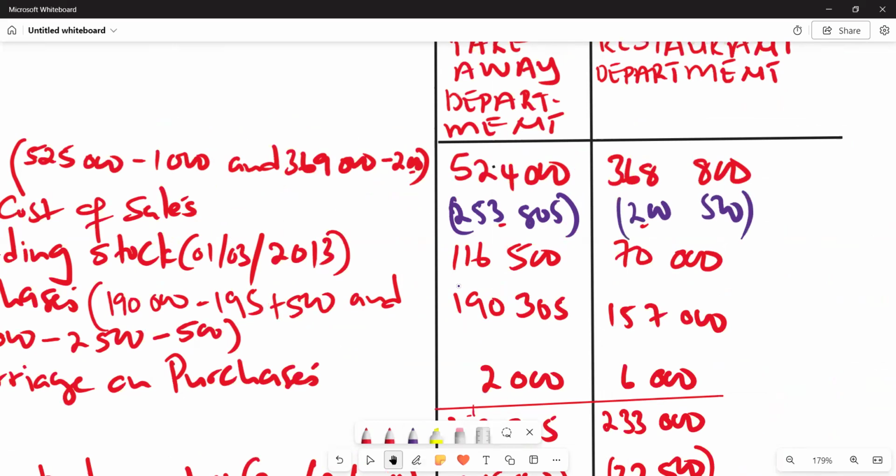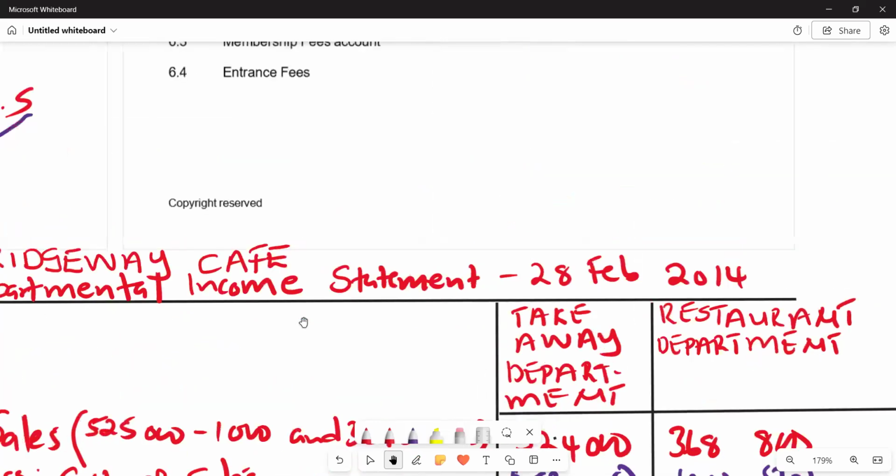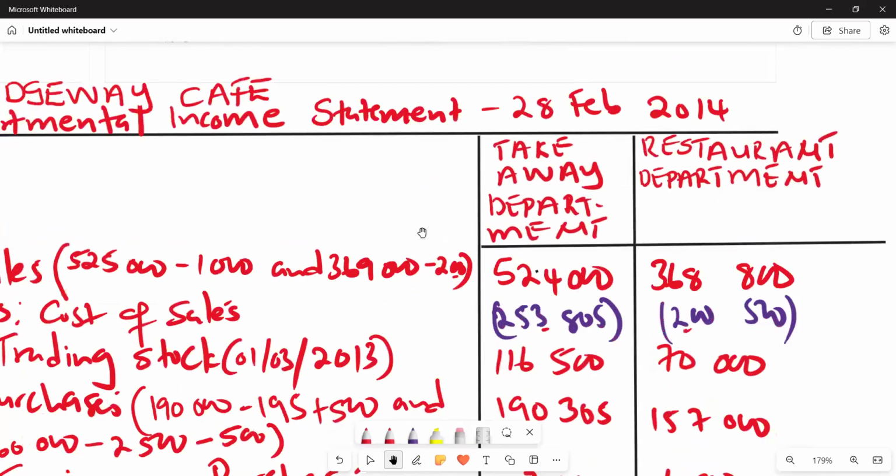So we can just get our gross profit now. Remember the formula for gross profit. To get our gross profit, we say our gross profit is equal to our sales minus our cost of sales. As simple as that. So we just go and do a search. This is exactly the layout that is being presented here.